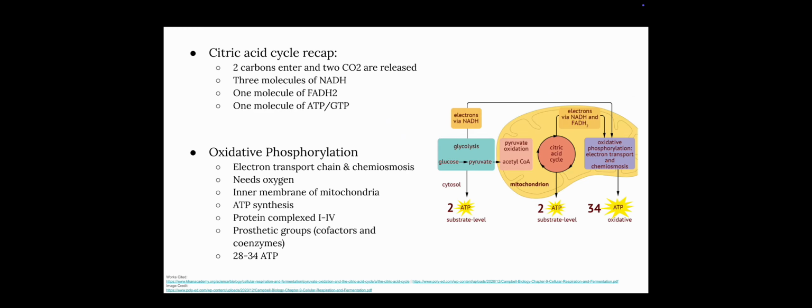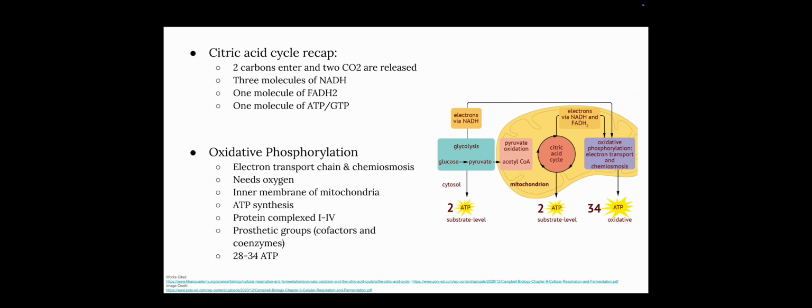Now we are going to move on to the final stage of cellular respiration, known as oxidative phosphorylation. Oxidative phosphorylation is super important. As you can see from this diagram, you make around 34 of your ATP from just this stage, while from glycolysis and the Krebs cycle, you only make 2 each. Oxidative phosphorylation consists of 2 parts, the electron transport chain and chemiosmosis.